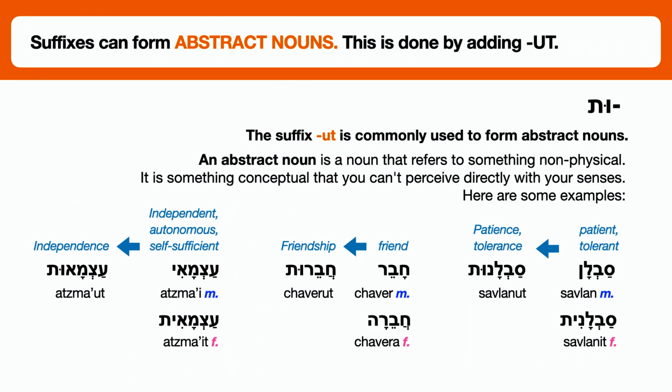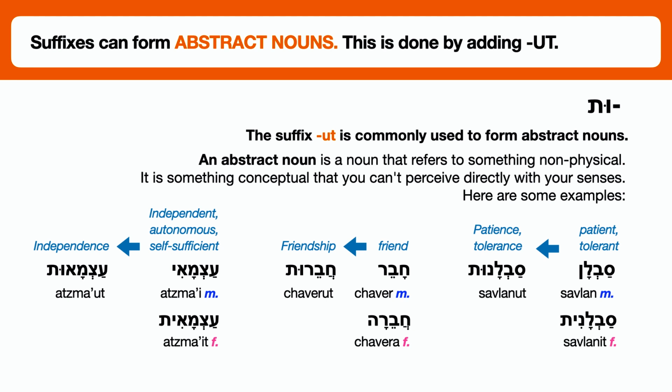Now to form abstract nouns, we do this by adding the suffix ut. An abstract noun is a noun that refers to something non-physical. It is something conceptual that you cannot perceive directly with your senses. Let's look at some examples.